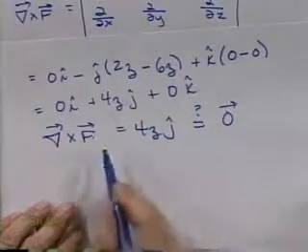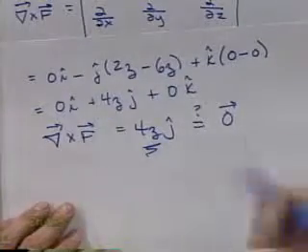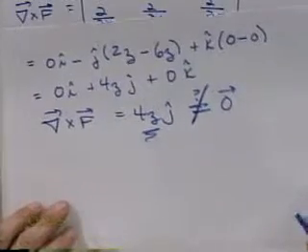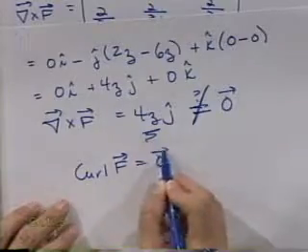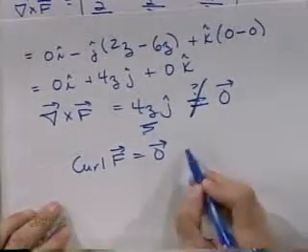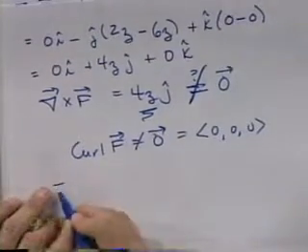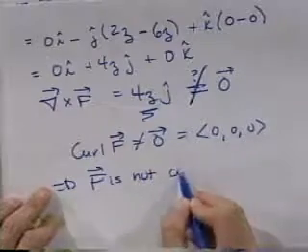The 0 vector has x, y, and z all equal to 0. I've got a y component that's not equal to 0. That does not equal 0. So since del cross F is not equal to 0, the curl of F does not equal the 0. Notice this is a vector. It doesn't equal the vector that's 0, 0, 0. That tells me F is not conservative.